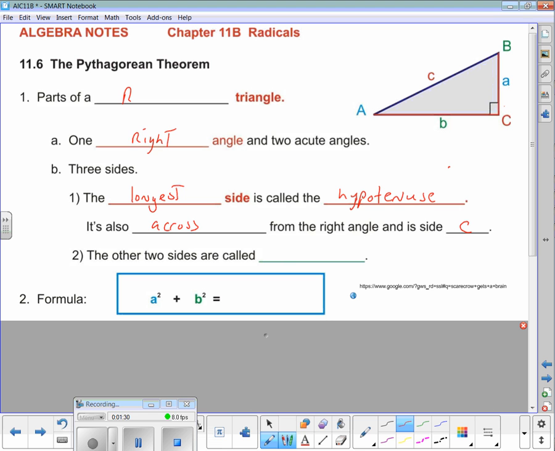So if you look at the triangle, here's the right angle, right? So what side is across from the right angle? You can see side C. And so this is our hypotenuse, usually abbreviated HYP. All right, the other two sides are called legs. So you have a hypotenuse and two legs. Side A is a leg, and side B is a leg. Makes me think of two ducks and a big fat hen.